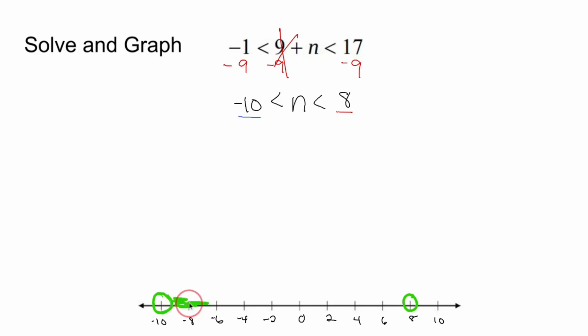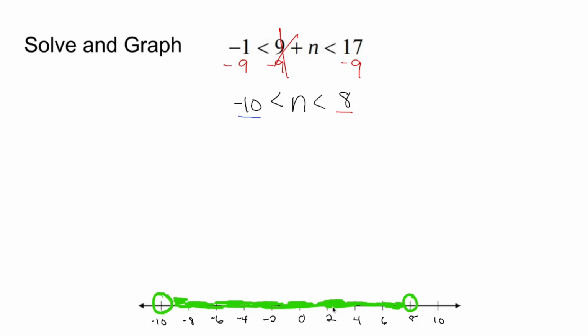So I'm going to shade all of the numbers in between negative 10 and 8. That green shading says I am allowed to choose any number in between negative 10 and positive 8, plug it into the original equation, and I'll get a true statement.